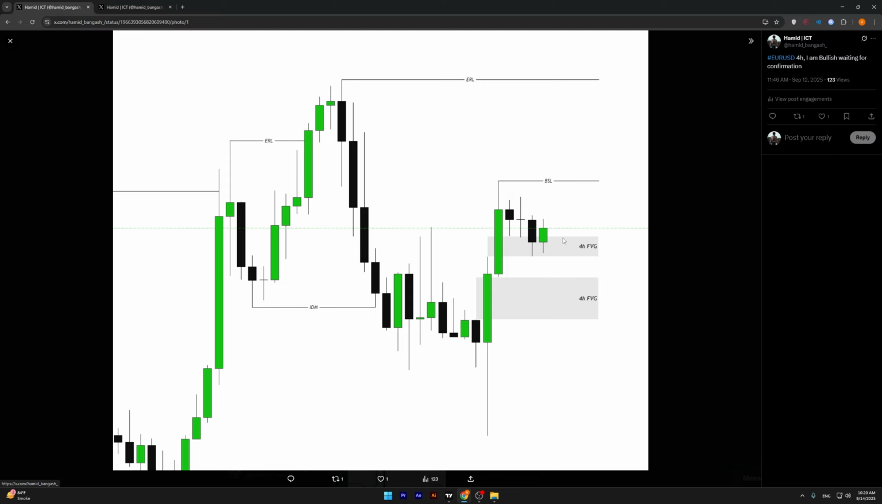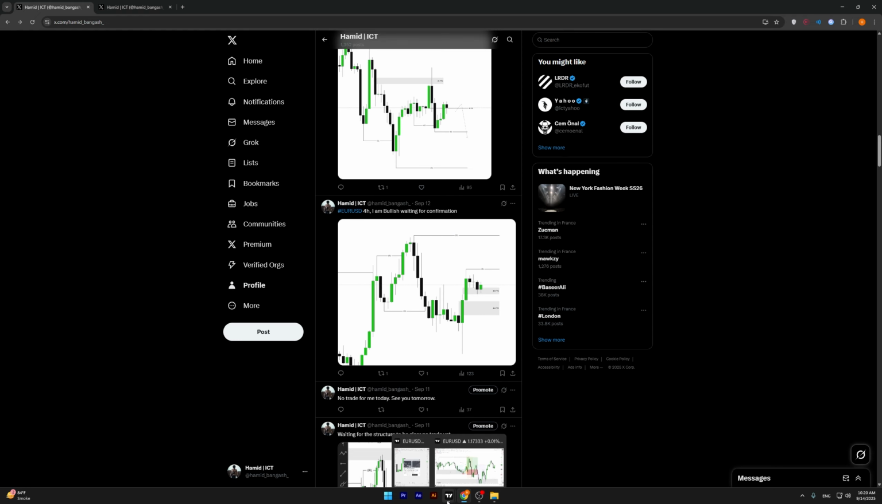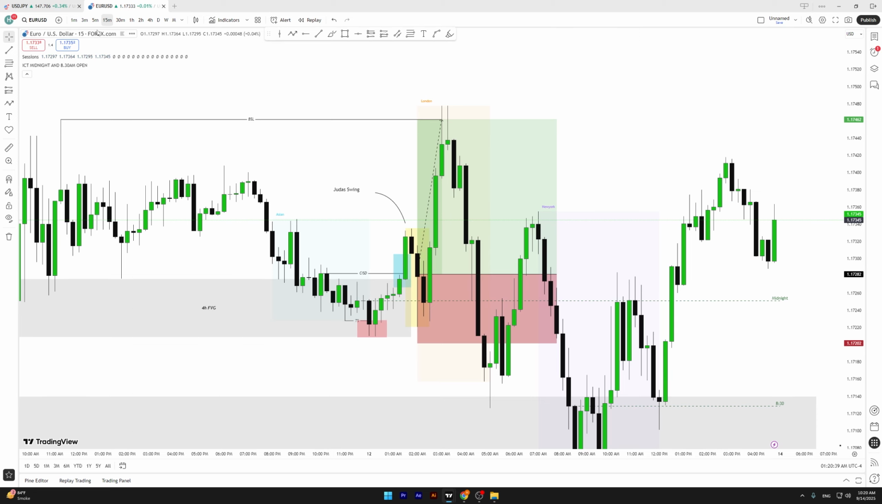I paid attention to this 4-hour FEG, the extreme FEG, and this FEG. This was overlapping with the 1-hour breaker box, so I also pointed attention to this FEG, and I was expecting a bullish move to this buy side liquidity. Now let's look at the high time frame analysis.